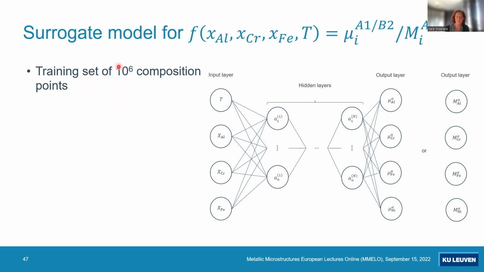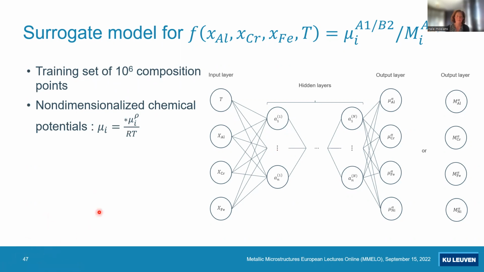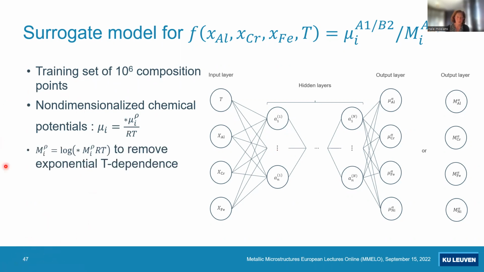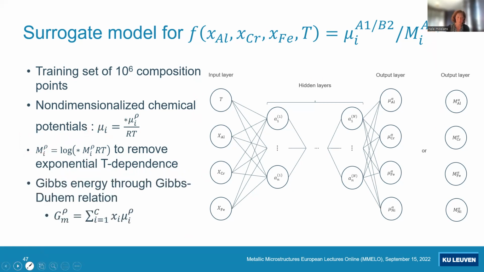Here he uses a training set of 10 to the power 6 compositions and temperatures. Also, to make the optimization easier, he will non-dimensionalize the chemical potentials, and he also removes the exponential temperature dependence from the atomic mobilities. So here by dividing it by RT, and here by taking the logarithms of that. But then these values, they are used as input and output layers. He only optimizes the network for the chemical potentials because the Gibbs energy can be computed using the Gibbs-Duhem relation.